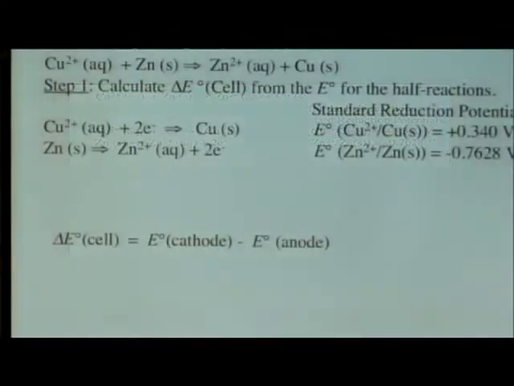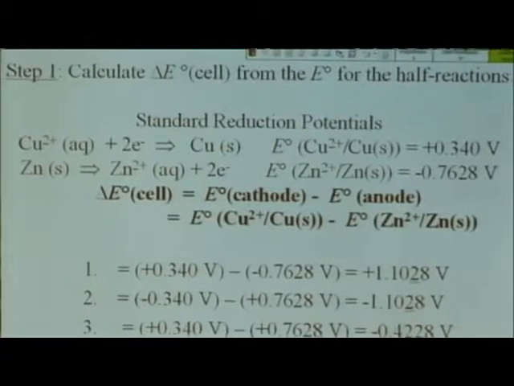So we can look up, again, our values in the table, and the first thing we're going to do, if we're going to use the Nernst equation, is to calculate the standard potential for that particular cell. And here are the values from the table. And why don't you go ahead and calculate that for me?